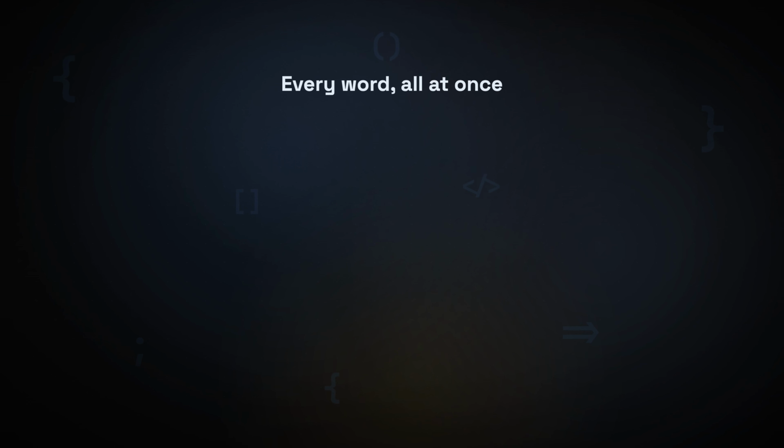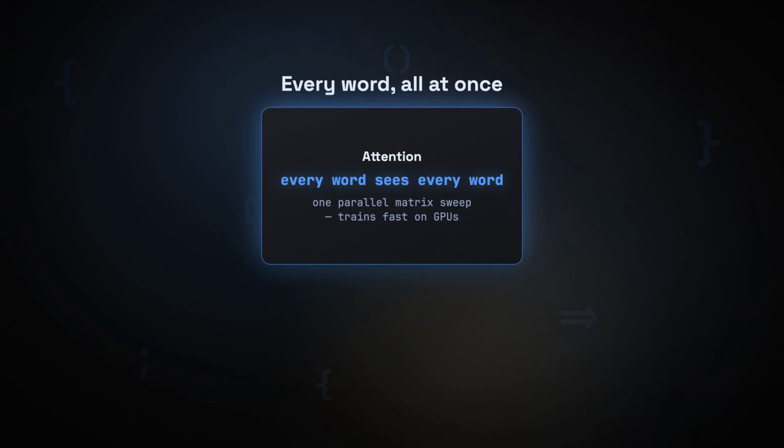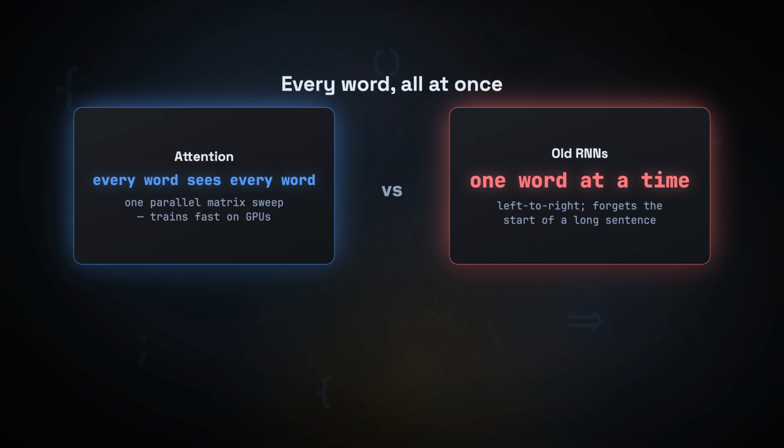Now zoom back out, because here's why this design conquered AI. We just walked through it for one word, one row. But that single matrix equation does it for every word at the same time, in one parallel shot. The whole sentence updates itself in a single sweep. Contrast that with the old way, the models before this, which read strictly left to right, one word at a time, and forgot the start of a long sentence by the time they reached the end. Attention lets every word see every other word at once. That is why transformers trained so fast on graphics chips, and why everything before them was swept away.